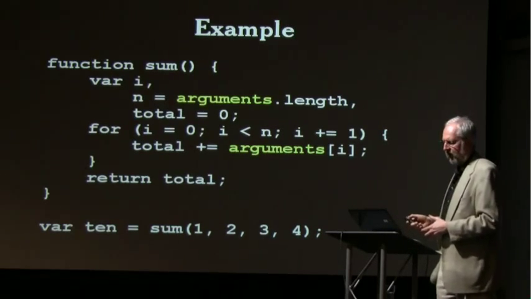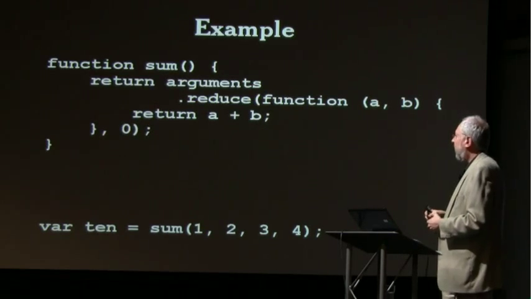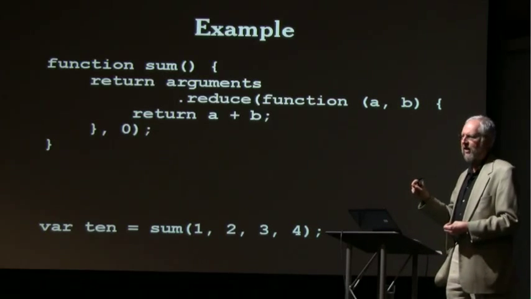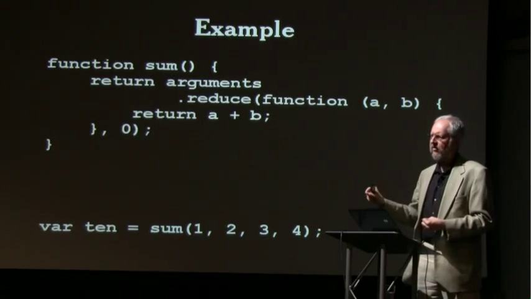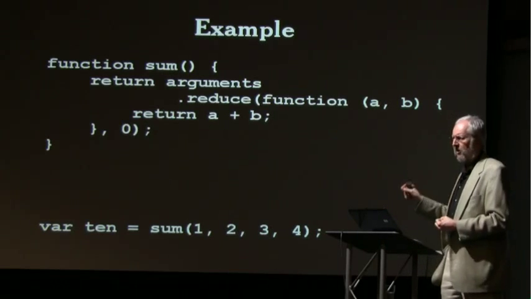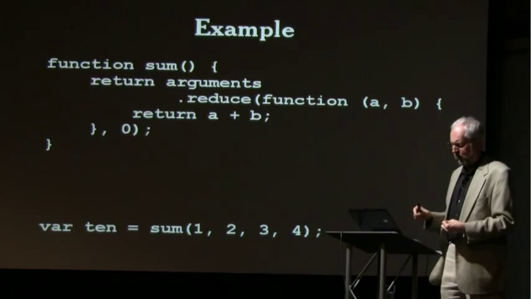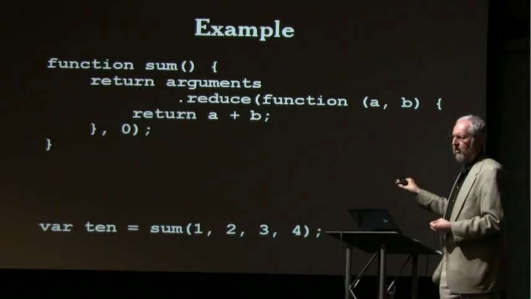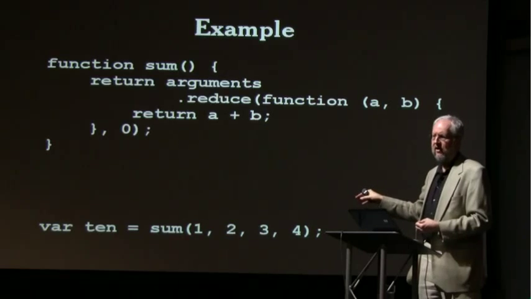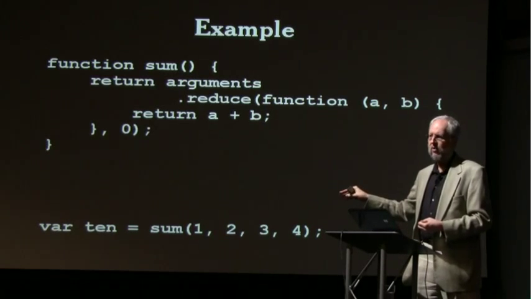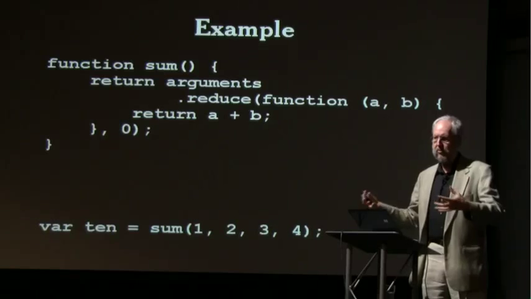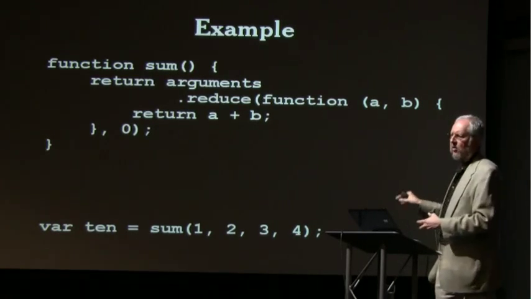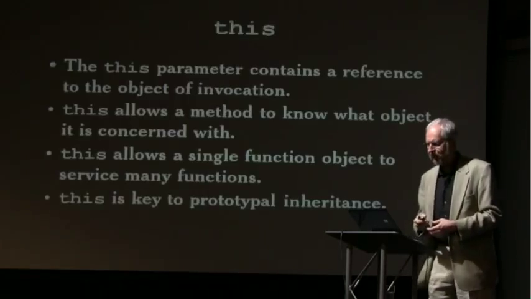This gets a little bit nicer in the 5th edition. In the 5th edition, arguments is more array-like than before. It's more array-like in that it actually inherits now from array.prototype. And array.prototype now contains some interesting functions like reduce. So I can call arguments.reduce and pass it a function that does adding, and the result of that will be to add up all the properties, all the members of that array and return it. So it's I think a more elegant way of expressing the same program.